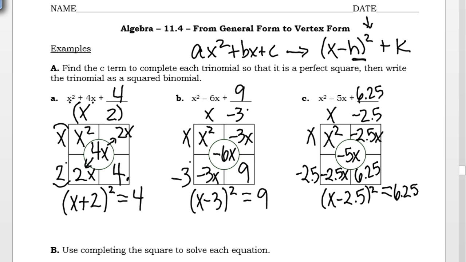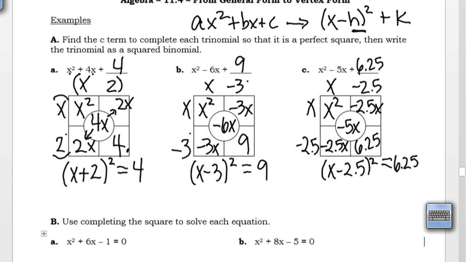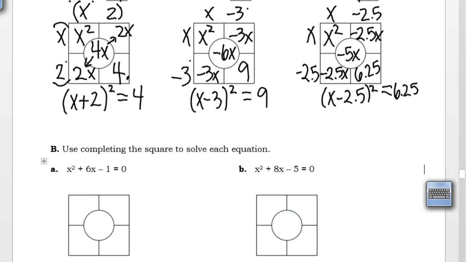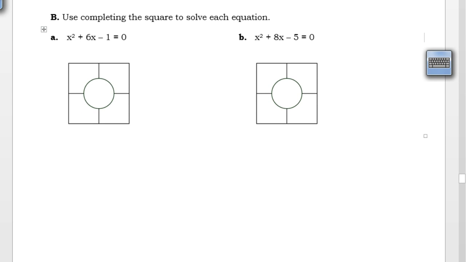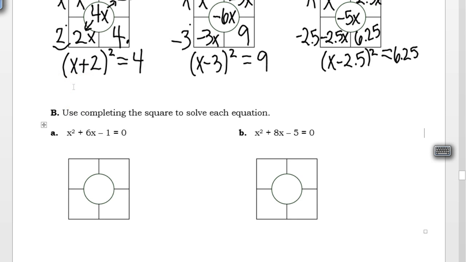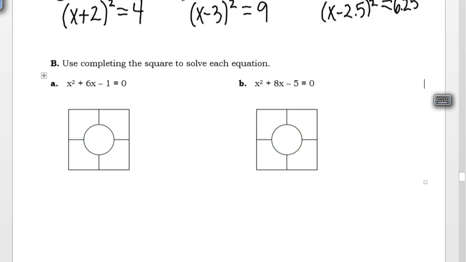So the whole point of this is when I have an equation that starts in general form, I don't have the tools to just solve that algebraically. I need to change that into a format that I can work with. So we're going to try now applying that by taking these equations in general form, switching them into vertex form, and then solving them. It's a lot of work, but let's give it a go. That wasn't supposed to happen.